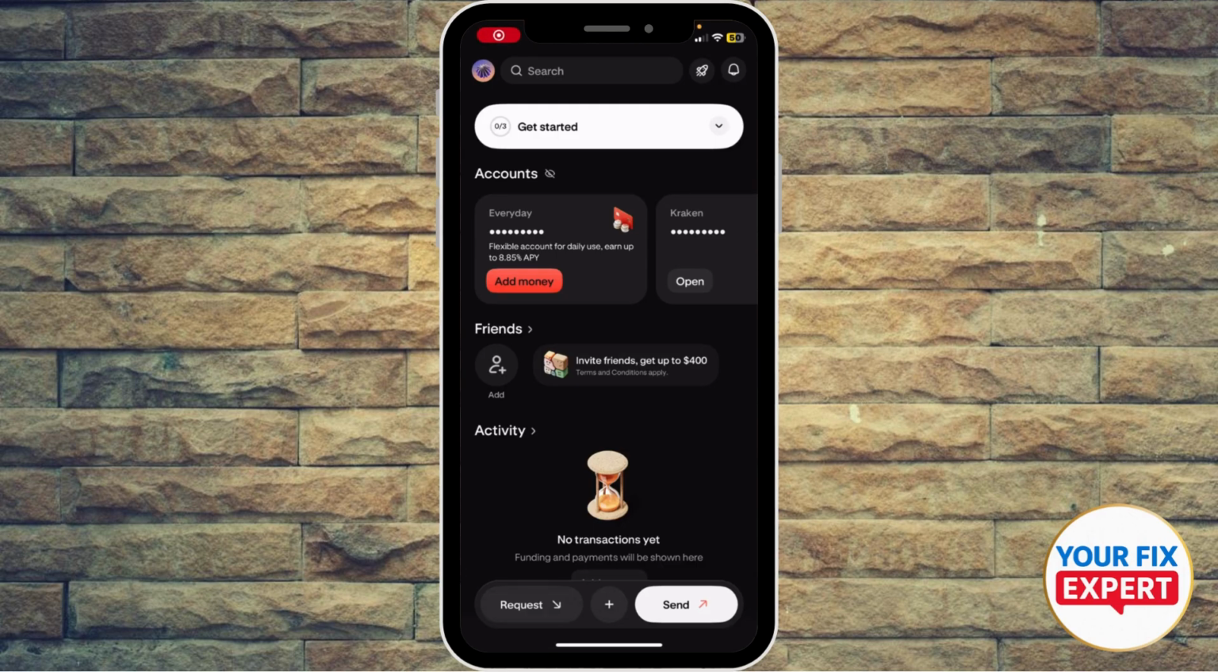Hey guys, what's happening? How to transfer money or crypto between Krak and Kraken.